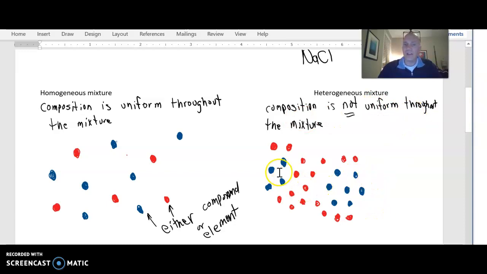Notice you've got the same types of things over here, but things tend to be bunched up in little areas. So the composition, if I were just to select a random area like this right here, is not the same composition as if I selected this random area over here. So notice that, a homogeneous mixture, and by the way, sometimes people pronounce that homogeneous. Notice that things seem to be completely mixed, where it does not seem completely mixed all the way down to that atomic level when you have a heterogeneous mixture.